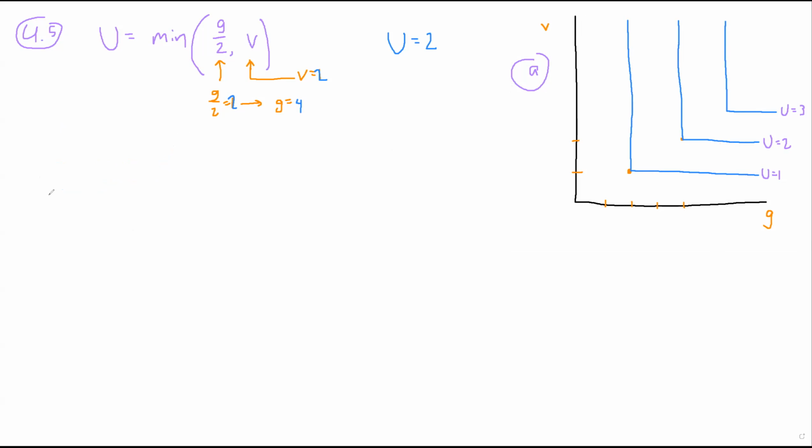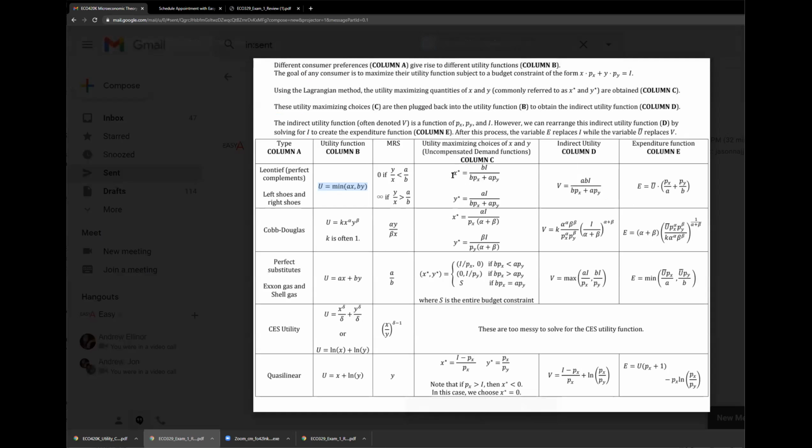All right, moving on to part B. Part B wants to know, calculate the demand functions for G and V. Those are straight out of my cheat sheet. So let's go find them. Perfect complements, demand functions. Here they are, right here. Bear in mind that you need this value of B and A, which come from the coefficients of X and Y inside the utility function. So in our case, A is going to be 1/2 and B is going to be 1.